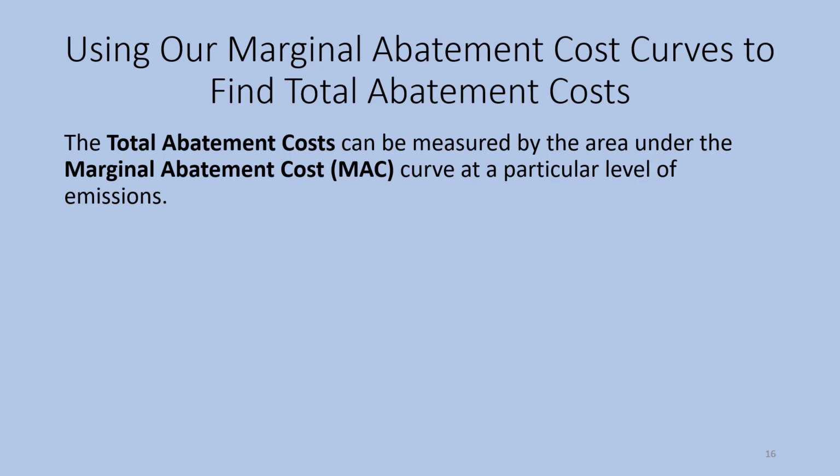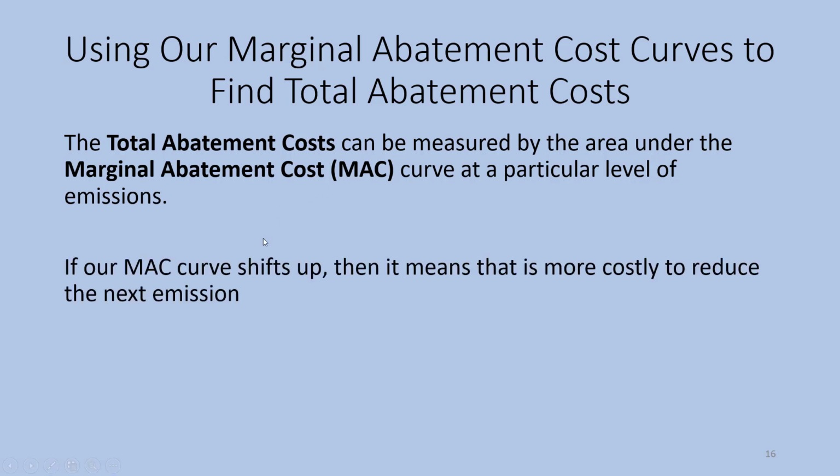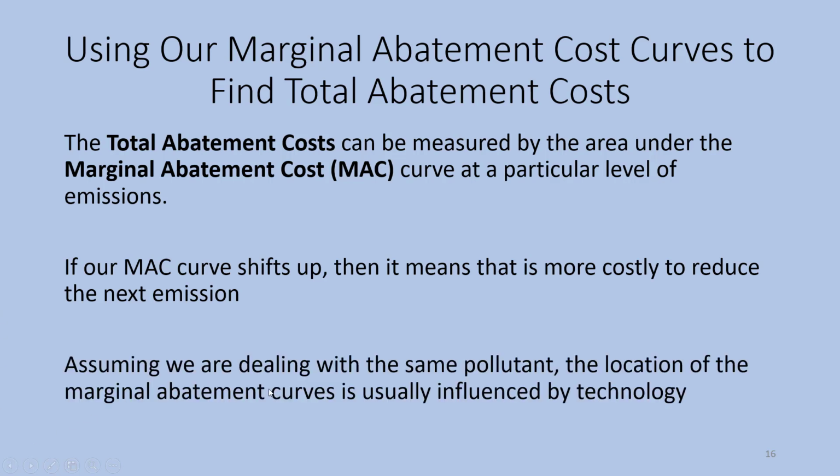That's true whether you're talking about damage costs or abatement costs. Similar to our marginal damage cost curve, if our marginal abatement cost curve shifts up, then it is more costly to reduce the next emission and our total abatement costs will be higher. What usually shifts our marginal abatement cost curve is changes in technology. Assuming that we are dealing with the same type of pollutant, the location of our marginal abatement cost curve, whether it's shifting up or down, is usually influenced by technology. Generally speaking, technology makes it cheaper and easier to abate these emissions or get rid of this pollution.